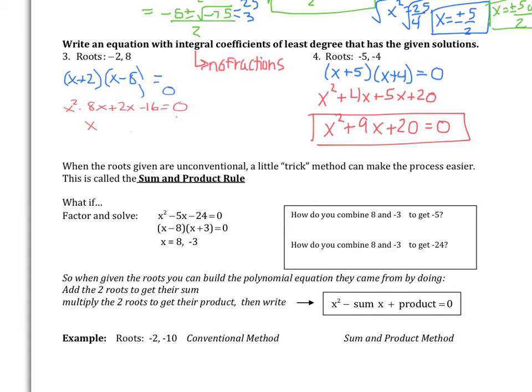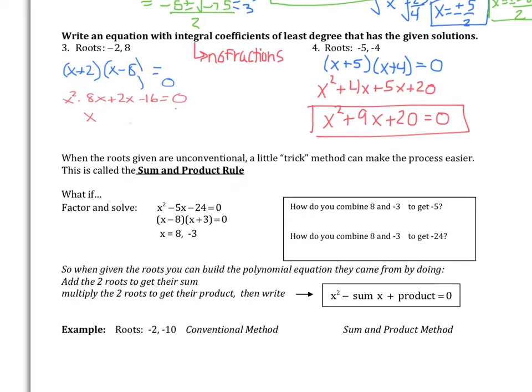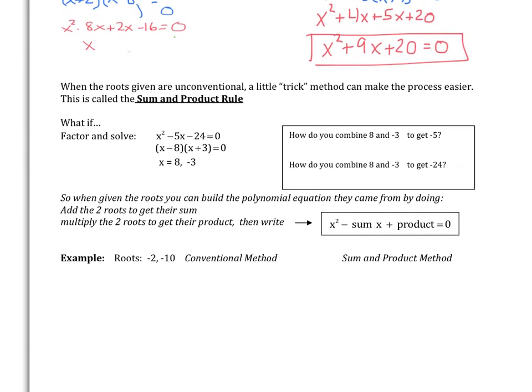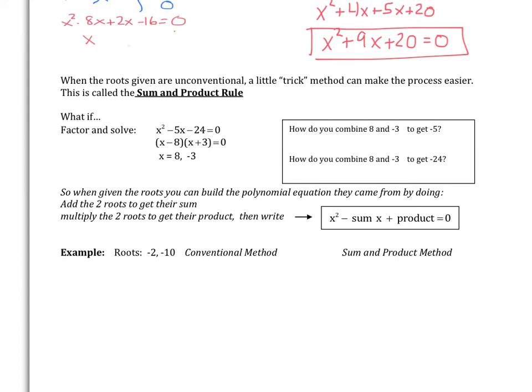Now, this method of just turning the roots into factors works fine when we have nice roots like -2, 8, -5, -4, integers that are roots. But if the roots that are given are a little bit unconventional, such as things involving i or things involving roots, we have a little trick method that can make this process a little bit easier. It's called the sum and product rule.